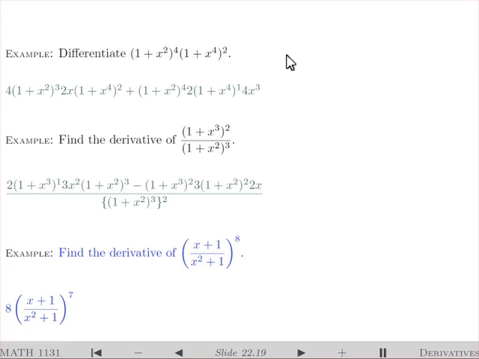The inside is a fraction, so I have to use the quotient rule. The numerator is x plus 1, its derivative is 1, so I get 1 times the denominator of the function I'm differentiating, namely x squared plus 1, minus the numerator x plus 1 times the derivative of the denominator of the function I'm differentiating. I'm differentiating what's inside the parenthesis. The denominator is x squared, its derivative is 2x. The whole thing over the denominator of the function I'm differentiating, that's (x squared plus 1) to the power 2.